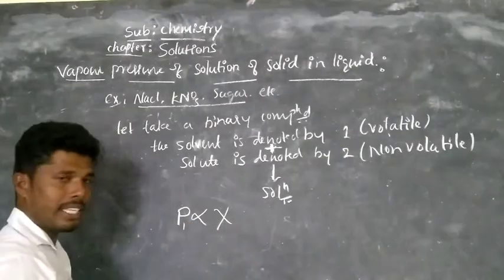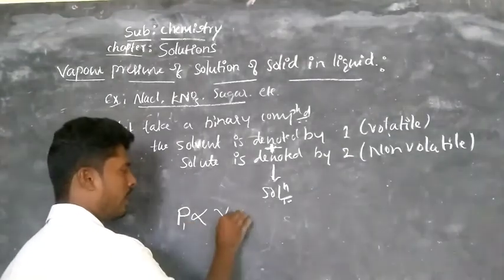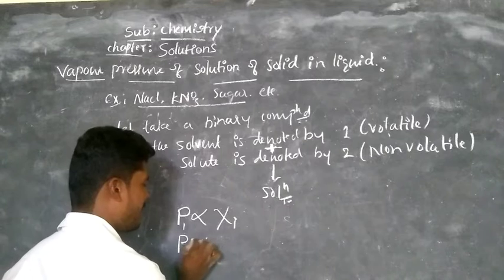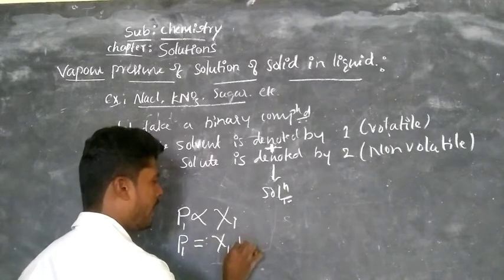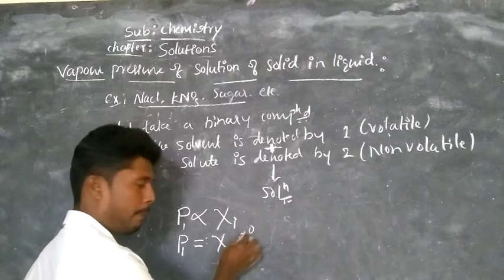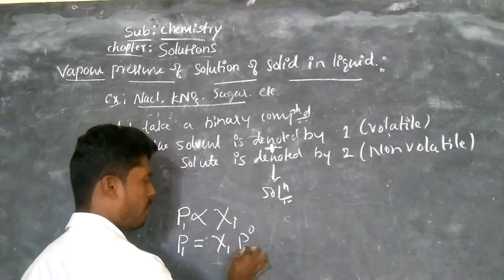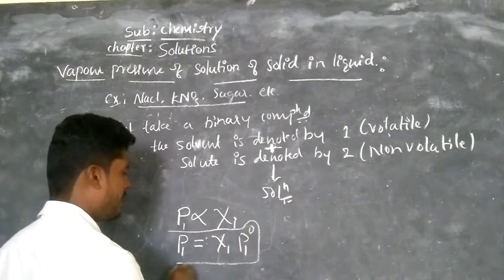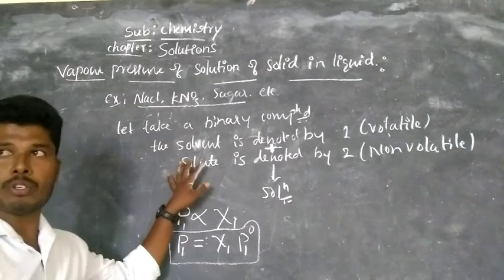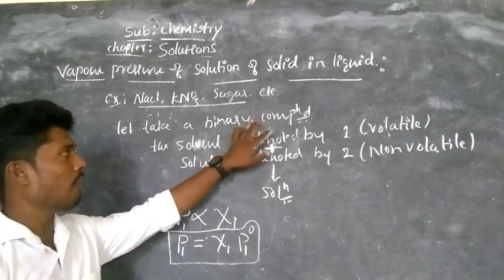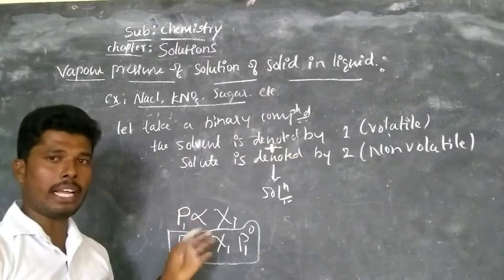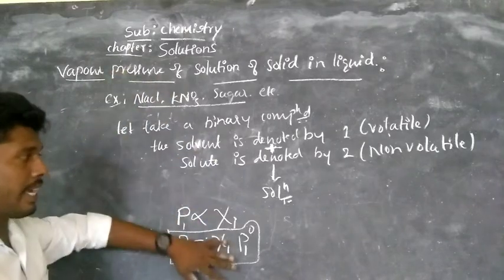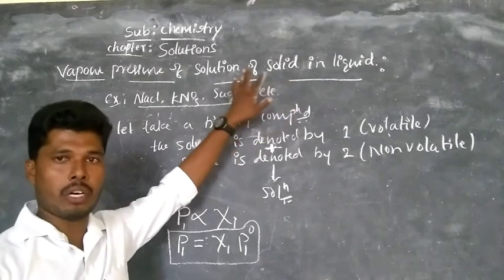Therefore P1 is directly proportional to the mole fraction x1. By removing the proportionality constant, we write P1 = x1 P1°, where P1 is the partial pressure of a component and P1° is the vapor pressure of the pure solvent, that is, solvent 1. This is the mathematical equation that represents Raoult's law for binary solutions if the solvent is volatile and the solute is non-volatile. Okay, this is the case of vapor pressure of a solid in liquid solutions.